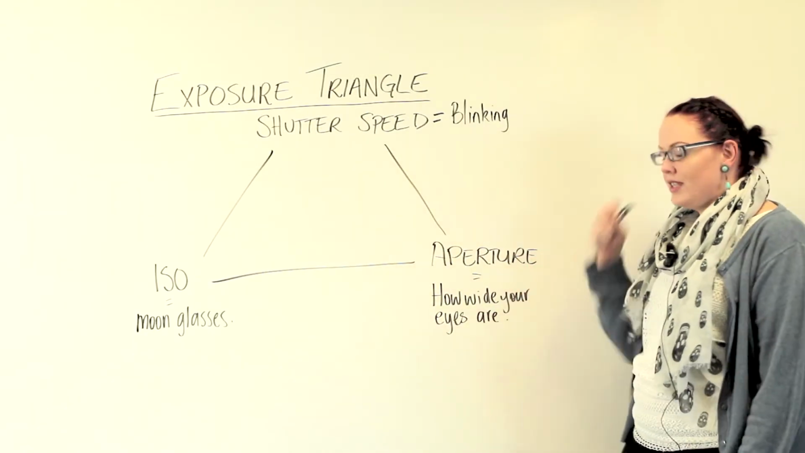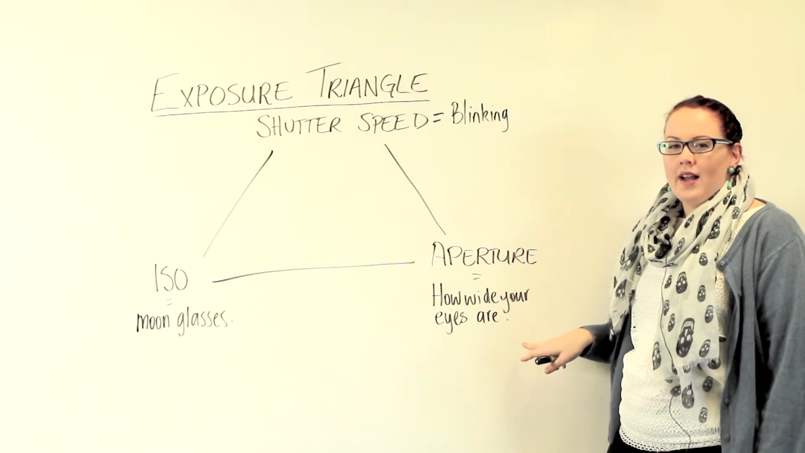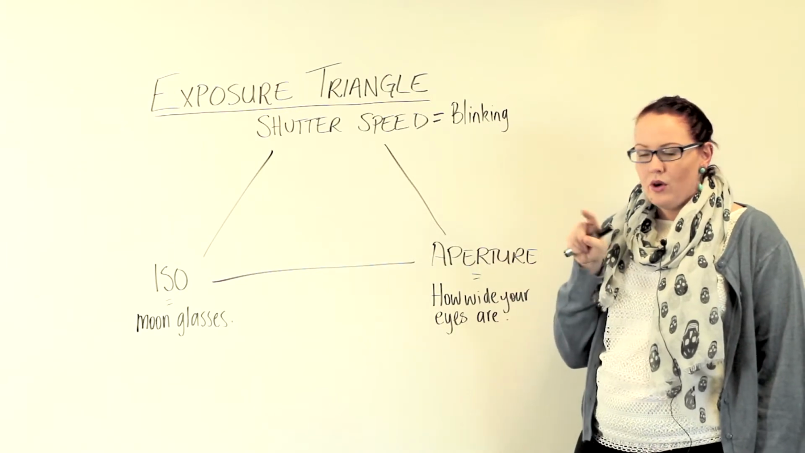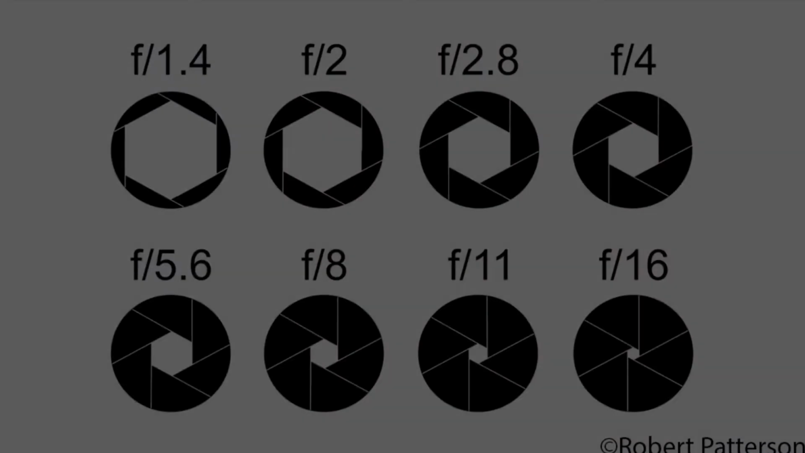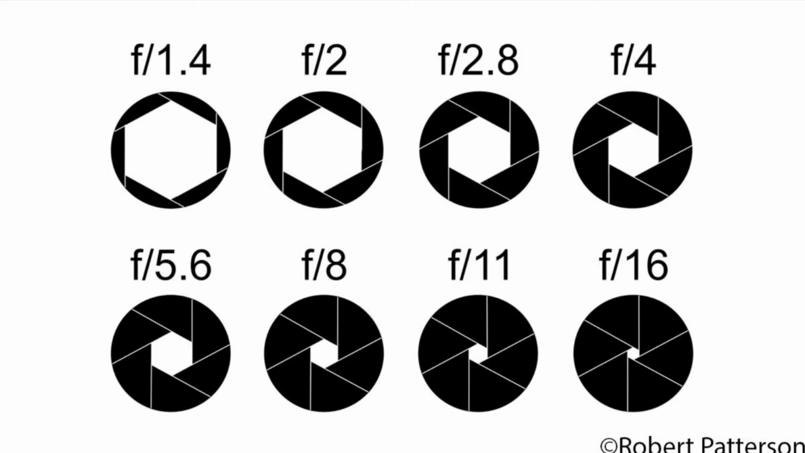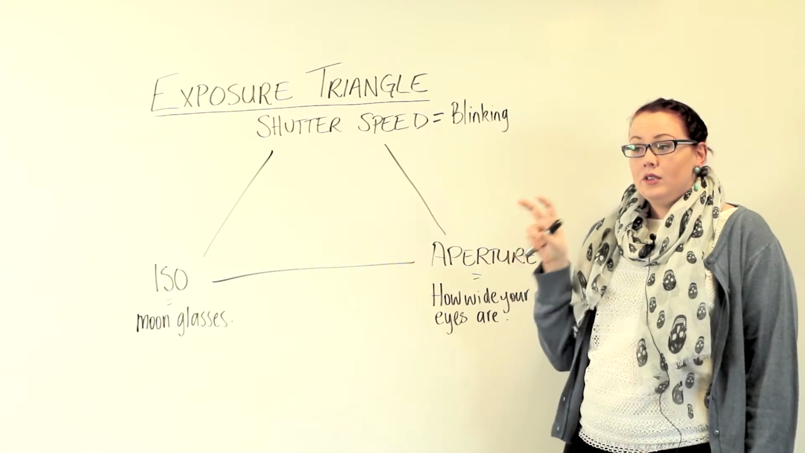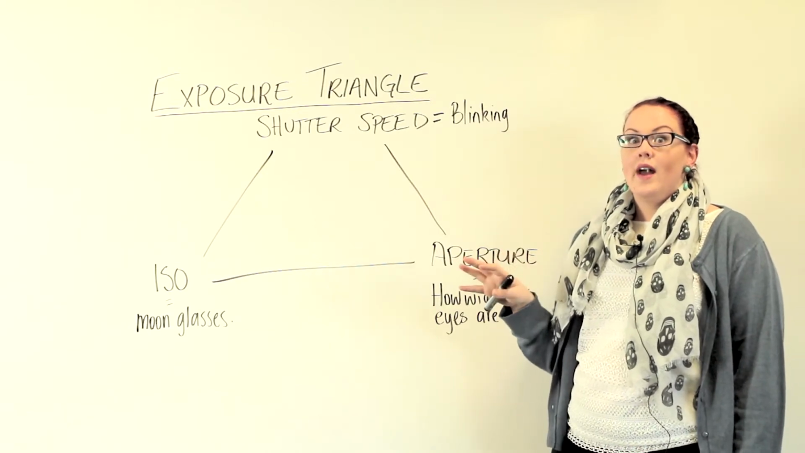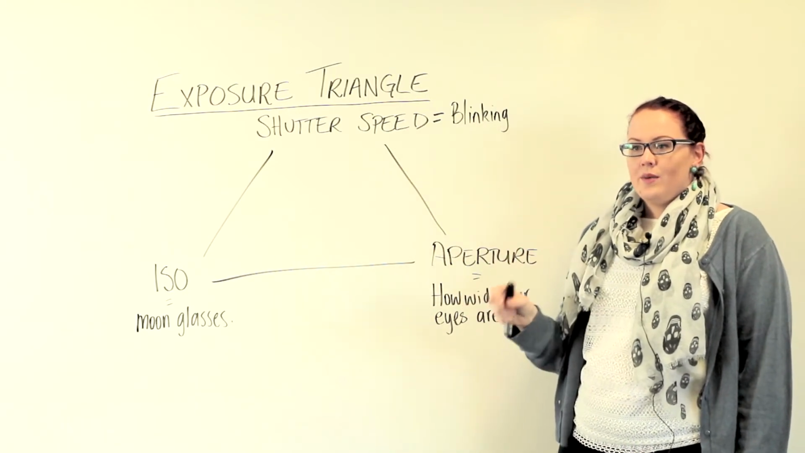Thinking again with the analogy of the eyes and the brain, the aperture is about how wide your eyes are and how open they are. Inside your lens, you have a whole heap of little rings that open and close, and that's referred to as your aperture. The more wide open the rings are, the more light comes into the body of your camera, and therefore the more information hits your camera's sensor. If your aperture is closed down, it's like your eyes are squinting and therefore less light is getting in. On a really bright day, you wouldn't stand outside with your eyes wide open because it would be difficult for your eyes to focus. Same thing with a camera. On a bright day, you wouldn't be there with a wide open aperture.